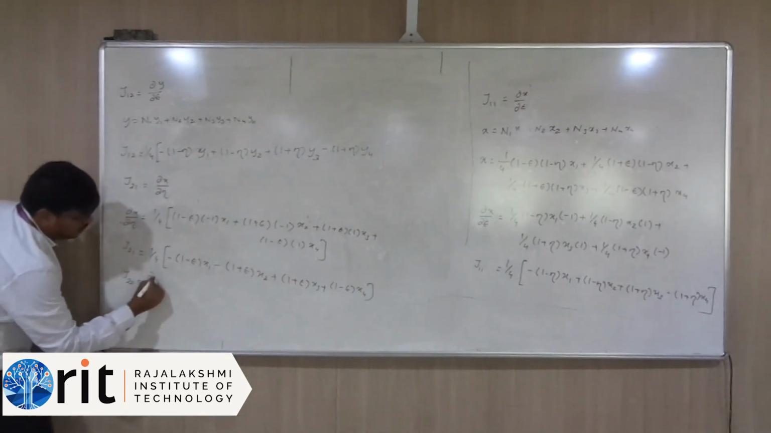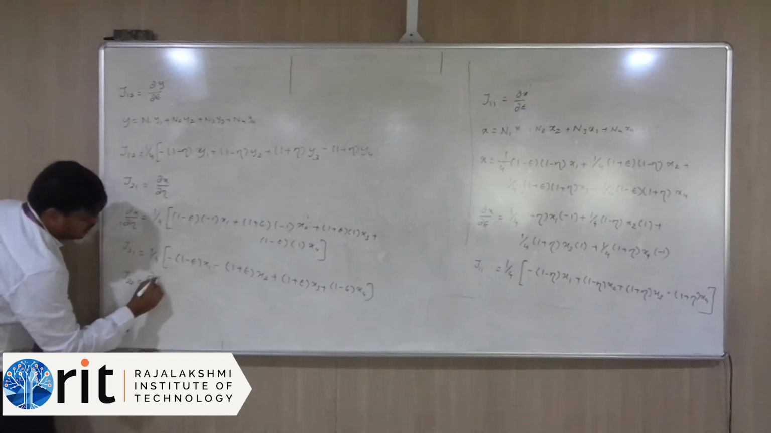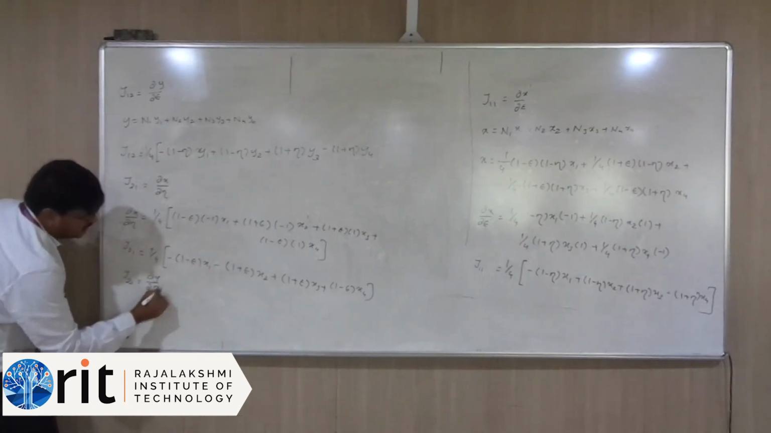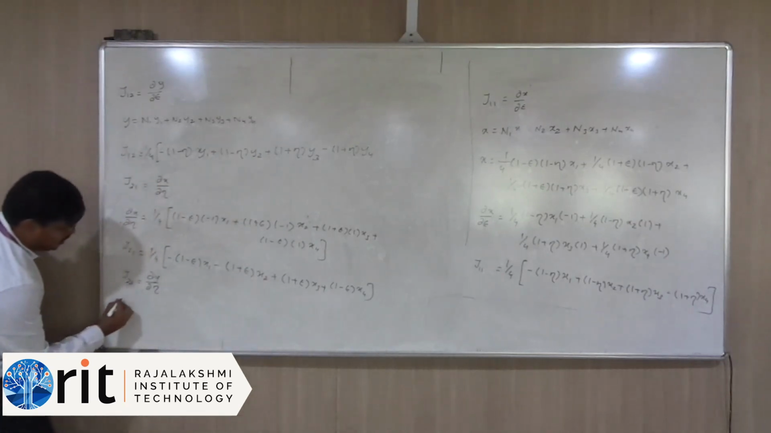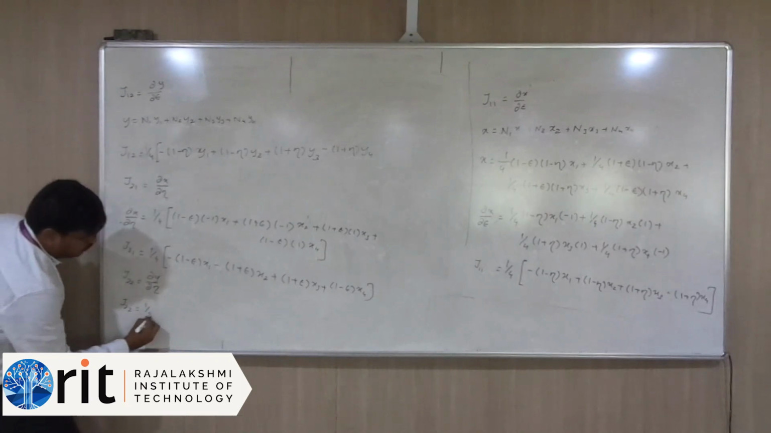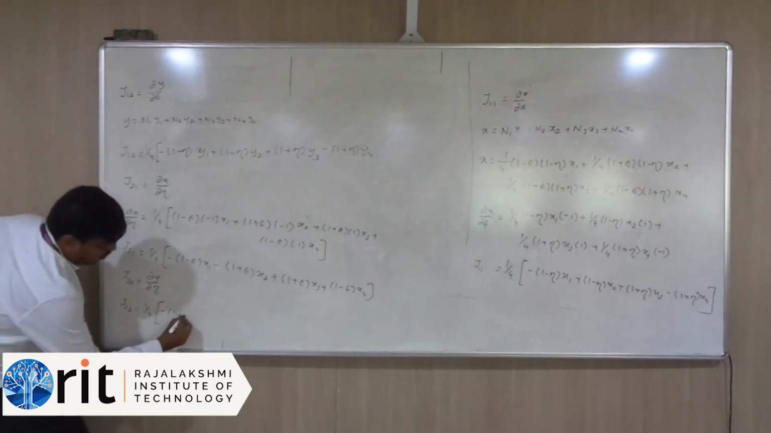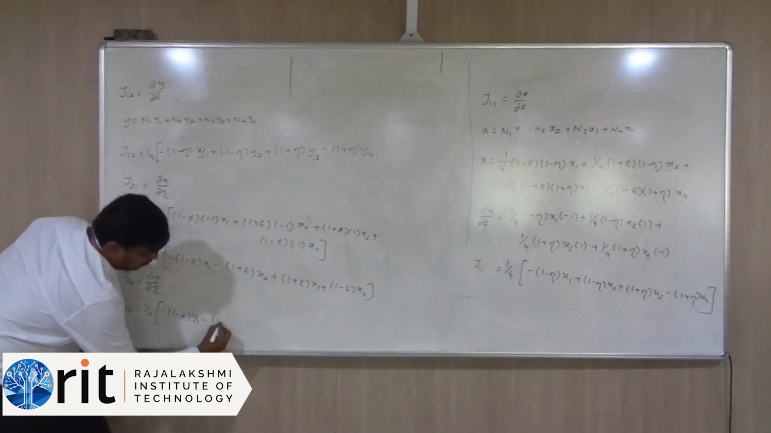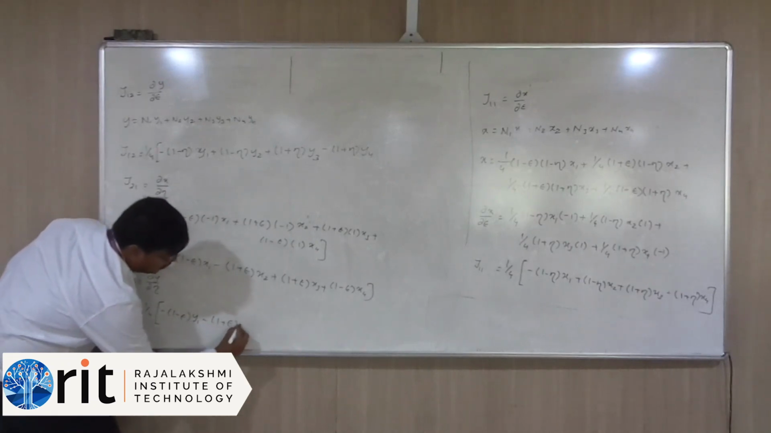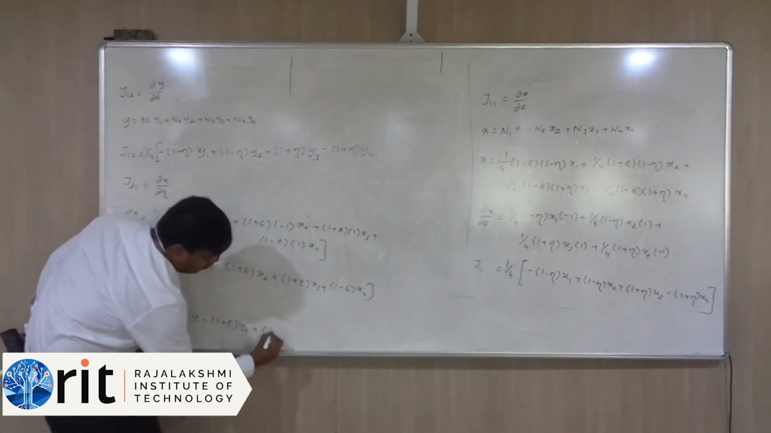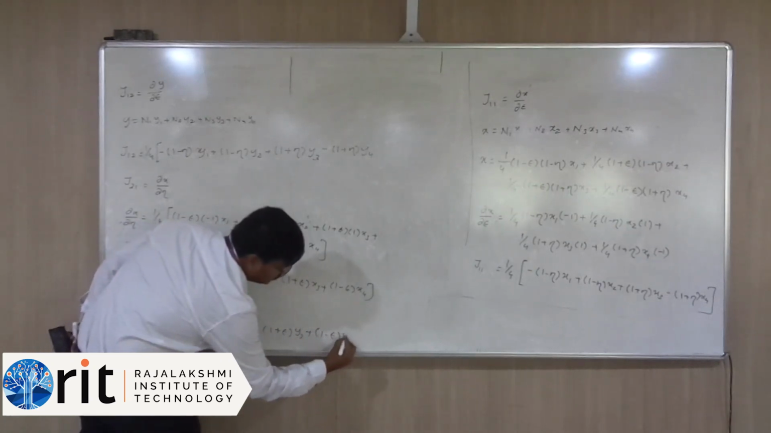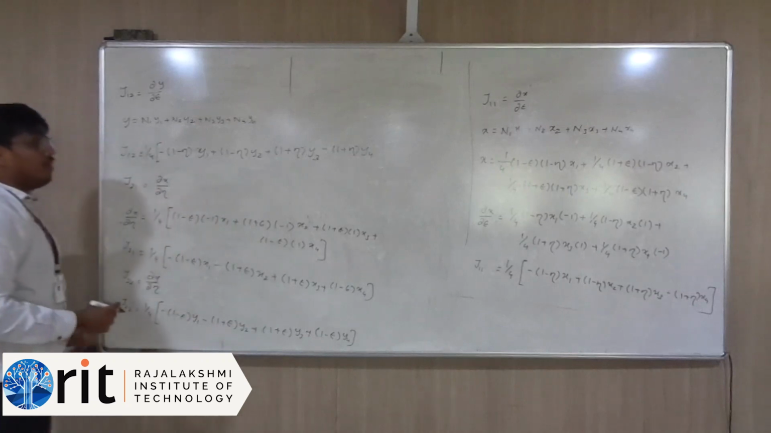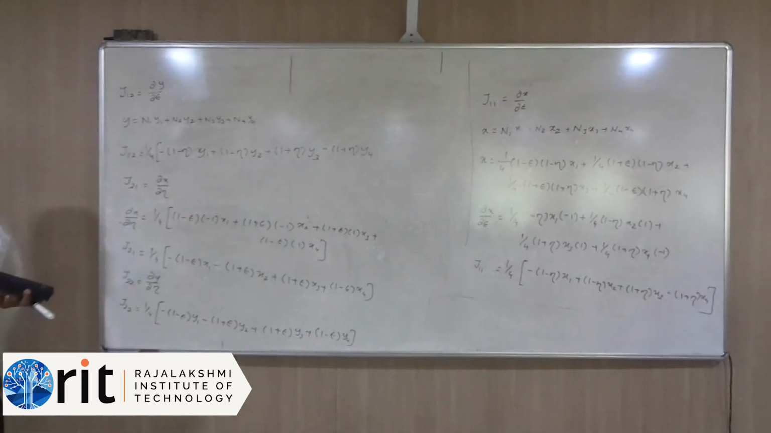Similarly, we can write for J22. The J22 is nothing but dou y by dou eta. So similarly, instead of x we are going to put y. So J22 equal to 1 by 4 into minus 1 minus epsilon y1 minus 1 plus epsilon into y2 plus 1 plus epsilon into y3 plus 1 minus epsilon into y4. Now I have derived the Jacobian matrix J11, J12, J21 and J22.